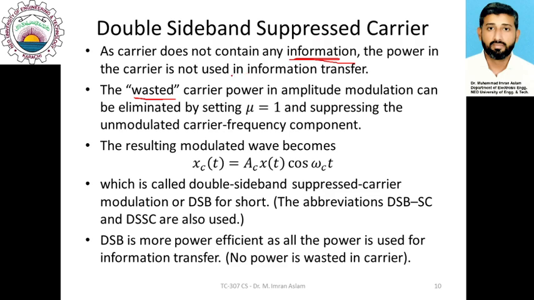So there is a possibility of saving that power by removing the carrier component from the AM signal. We can simply remove the unmodulated carrier frequency component from the AM signal, because you recall that the AM signal is made of two different parts. One is the carrier signal and second is the product of carrier and message. If we remove that carrier component, we can save that carrier power. In that case, the modulated wave can be represented by simple multiplication of the message and the carrier.